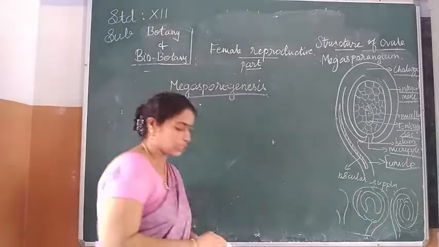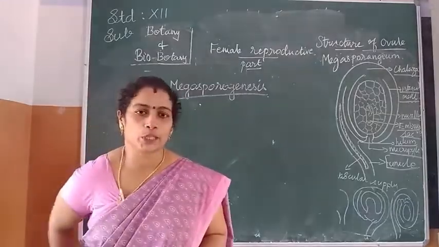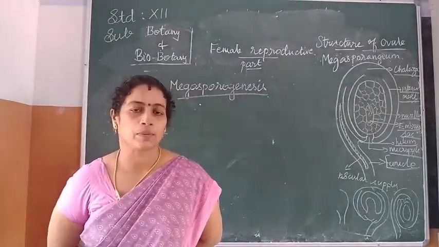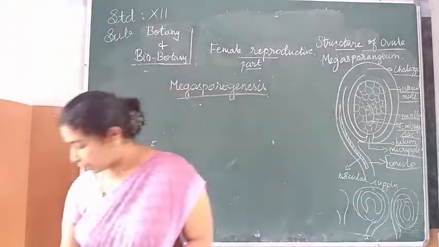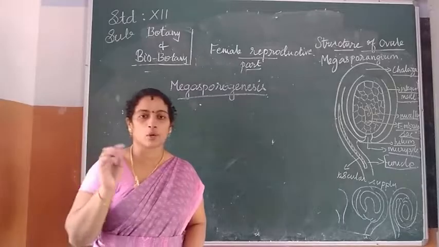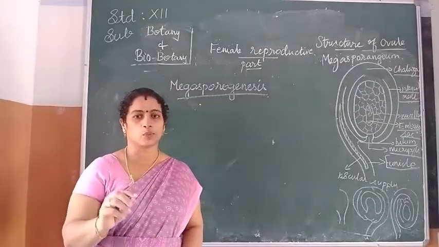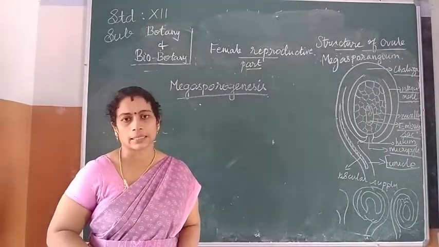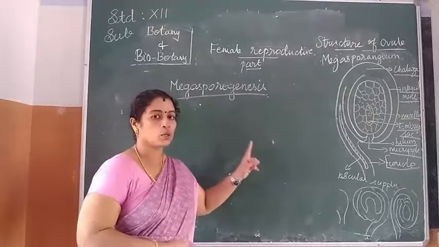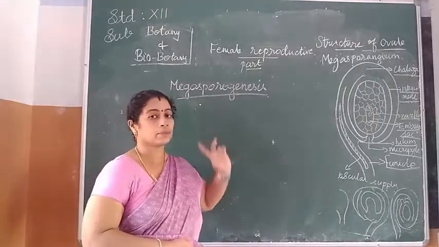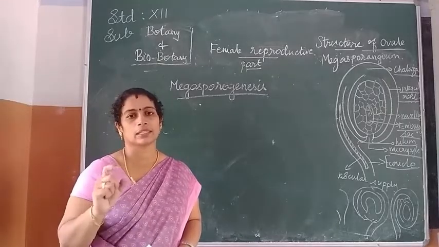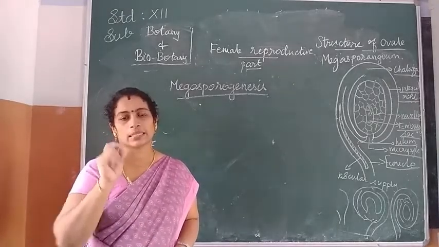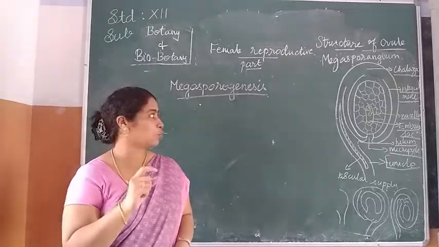What is megasporogenesis? That is formation of megaspores from megaspore mother cell is said to be megasporogenesis. So what is the definition? The process of formation of megaspores from megaspore mother cell is said to be megasporogenesis. The first formed cell is the nucellus.